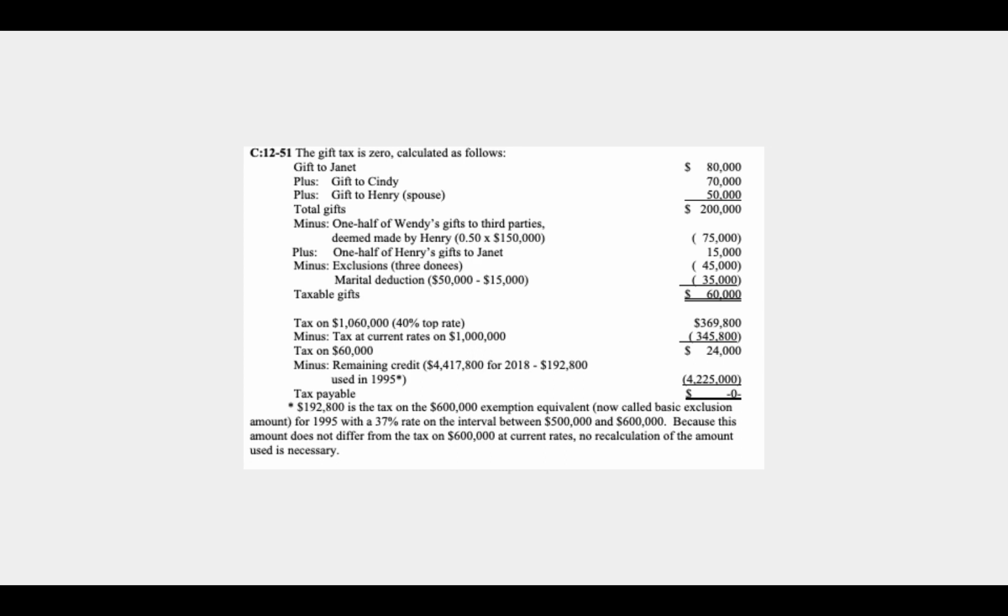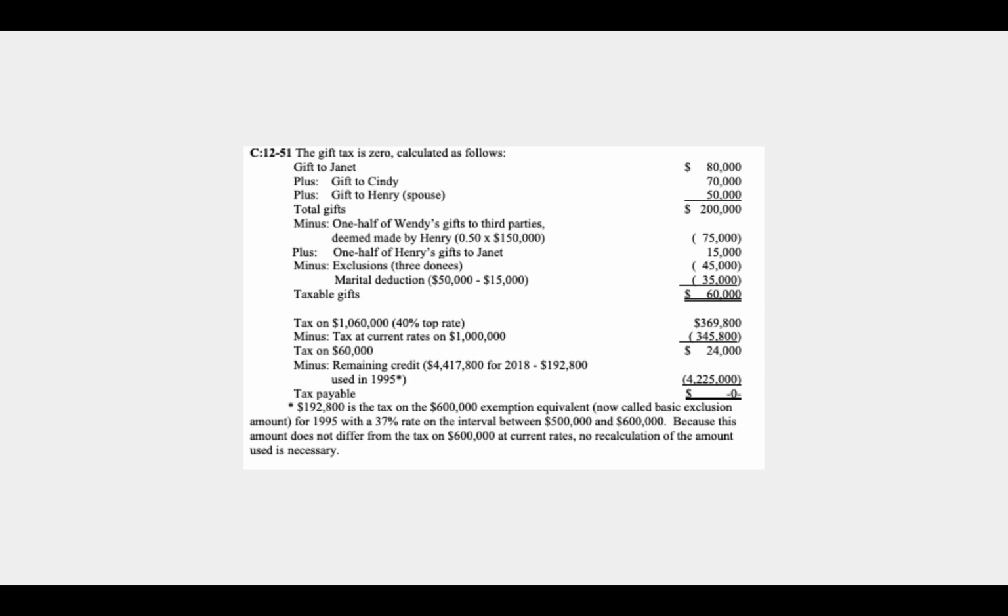And again, I need to look at the tax first on all the gifts from birth to today. And all those gifts are $1,060,000. So that's $369,800. From there, I'm going to subtract all the gifts from birth through December 31 of the previous year, which is $1 million. The tax on that at today's rates is $345,800. To get the tax on the $60,000 gift I made this year of $24,000.